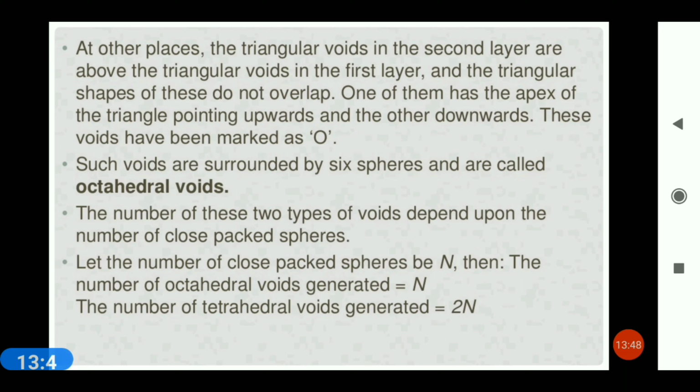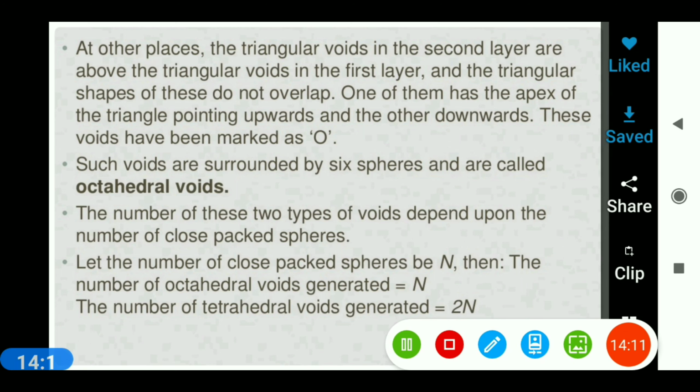At other places, the triangular voids in the second layer are above the triangular voids in the first layer, and the triangular shapes of these do not overlap. One of them has the apex of the triangle pointing upward and the other downward. These voids are known as octahedral voids. So you can imagine the void in this way.